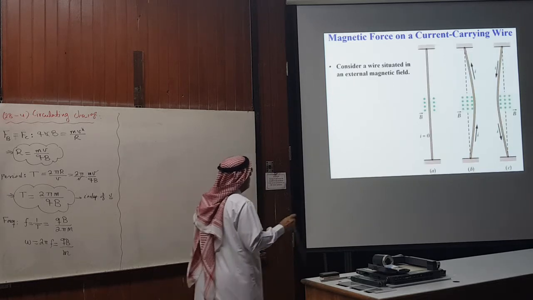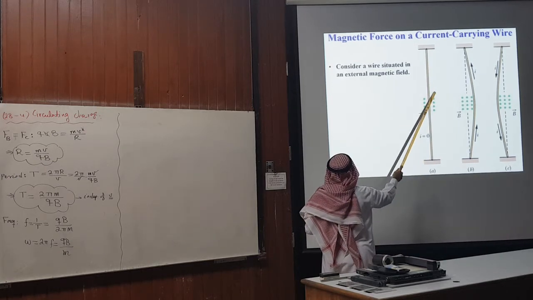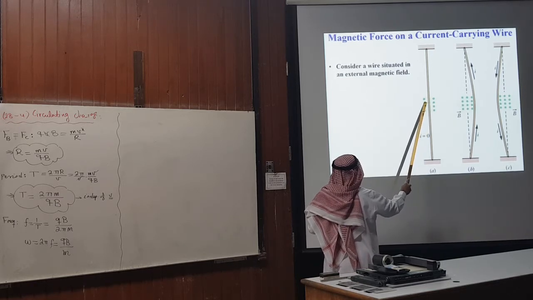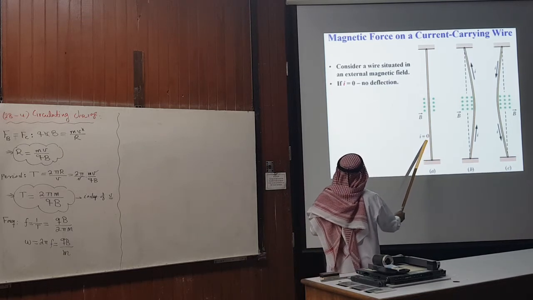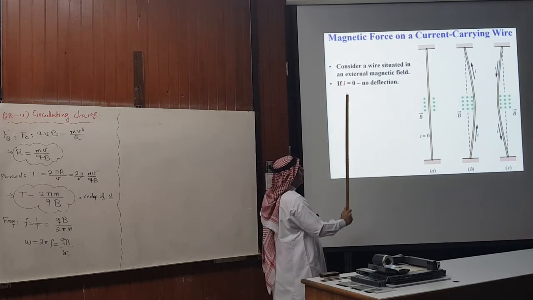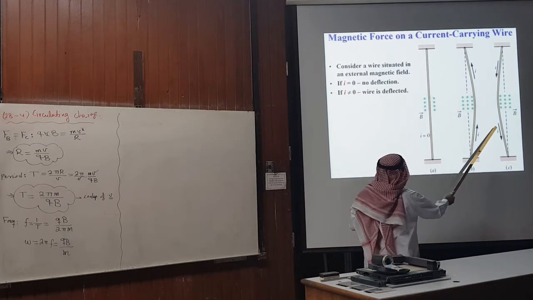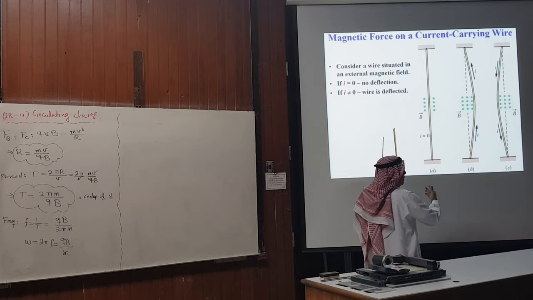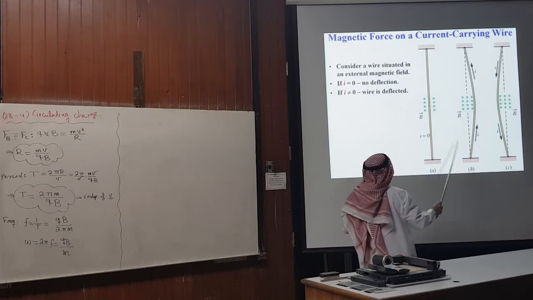Let's consider a wire, that is this picture here. Consider a wire placed in an external magnetic field. This is the region where we have the magnetic field, and as you can see, the field is out of the page. If there is no current passing in the wire, it will not deflect when you place it in the magnetic field. It will keep as a straight wire. Now, if you pass a current, like in these two situations, the wire will deflect, rightward or leftward, but it will deflect because of the passage of the current in the wire placed in an external magnetic field.